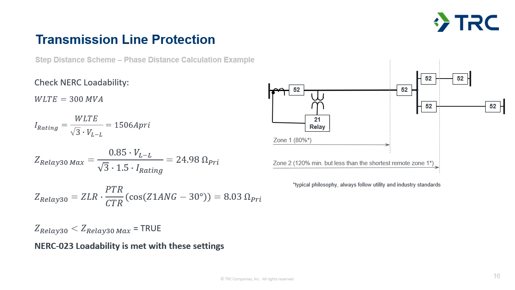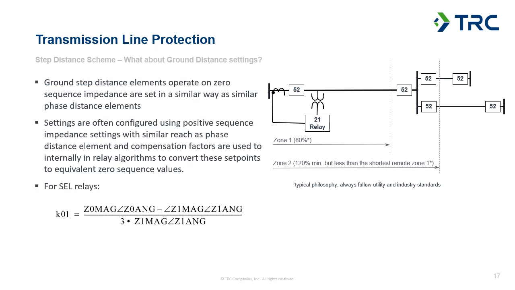You don't have to apply load encroachment. You don't have to adjust your reaches. You don't have to do anything like that to meet this compliance requirement, and the system operators will be able to operate within the constraints of those line ratings. So that wraps up the phase protection.